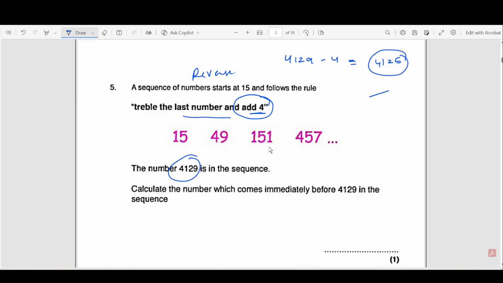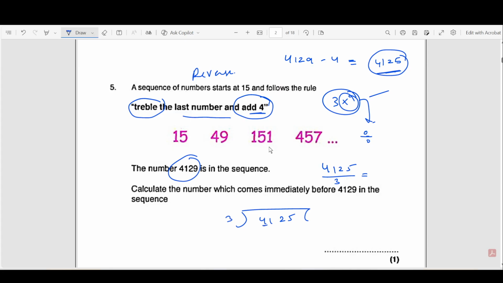Now it says triple. Triple is 3 times, right? So we need to do the opposite. The opposite of multiplication is division. So what we have is 4125, and we need to divide it by 3. So let's do it.